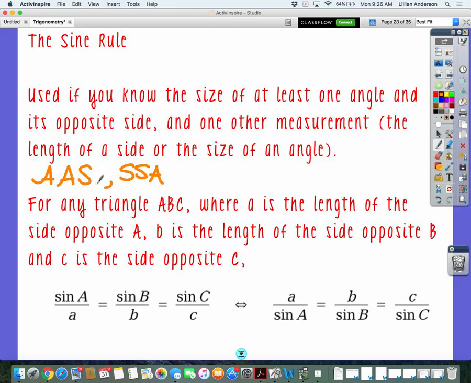If you want to take it back to your geometry days, you basically know 2 angles and a non-included side or 2 sides and a non-included angle. That's when you would use the sine rule. So for any triangle ABC, where a is the length of the side opposite of angle A, b is the length opposite of angle B, and c is the side opposite of angle C, you have your sine rule. And yes, there are basically 2 different ways that you can write it. Honestly, you'll get the same answer whether you put the angles on the top or on the bottom.